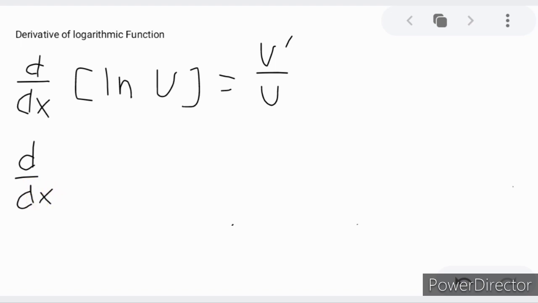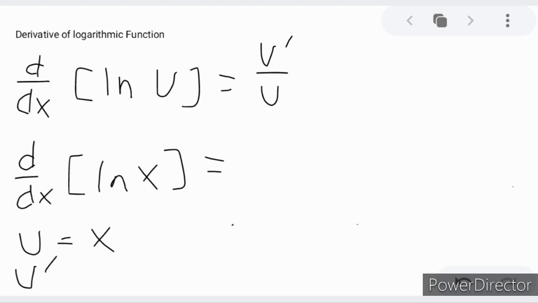So the derivative of ln x. So what is our u here? Our u here is x, and what would be the derivative of x? It should be 1. Therefore, the derivative of ln x is 1 over x.